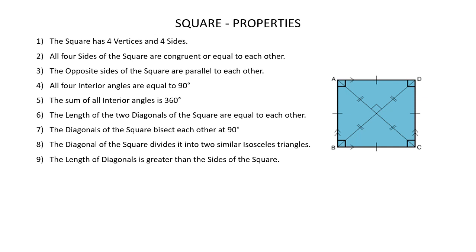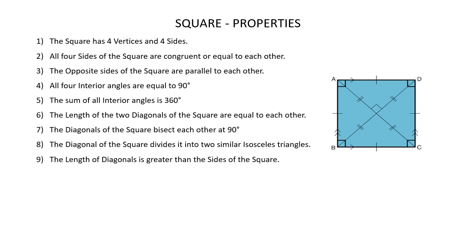All 4 sides of the square are congruent or equal to each other. This means AB is equal to BC is equal to CD is equal to DA. The opposite sides of the square are parallel to each other, which means AD is parallel to BC. AB is parallel to DC.